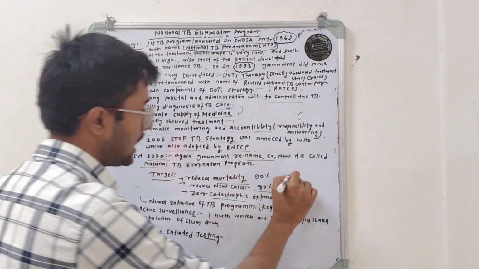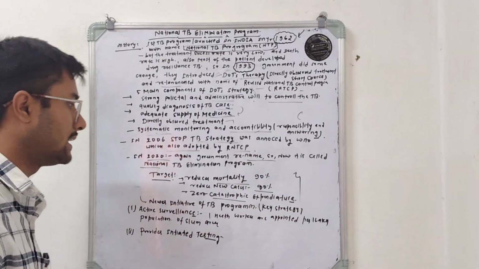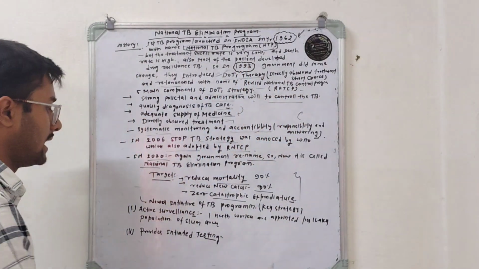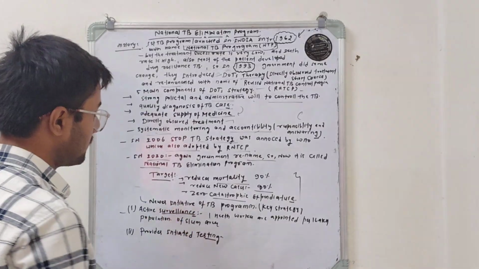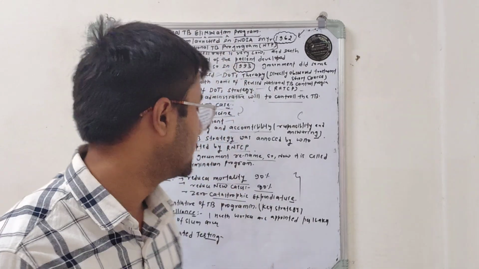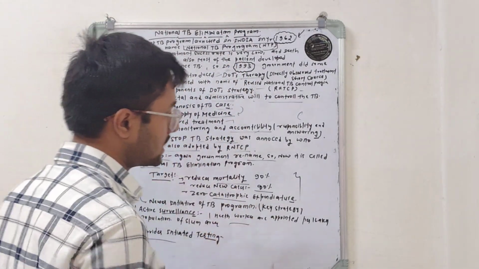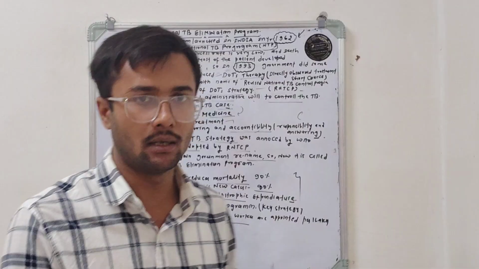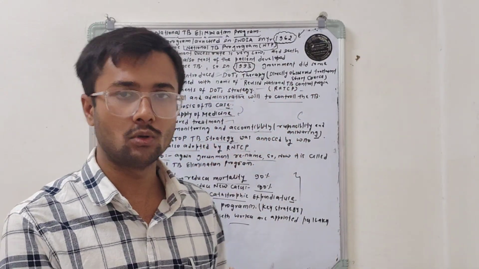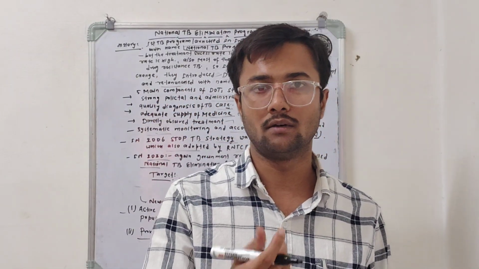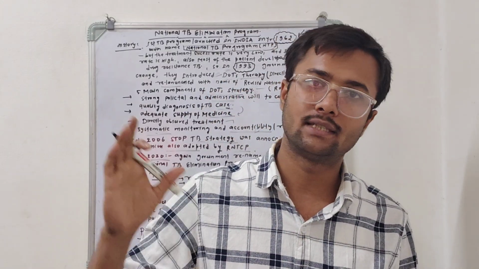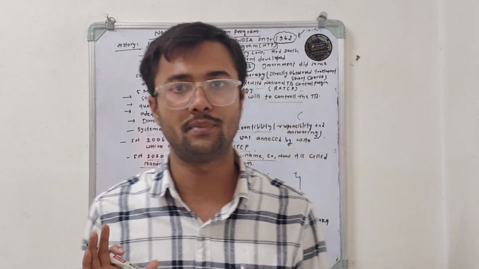How can we fulfill these criteria? The key is the newer initiative strategy, which includes active surveillance and provider initiated testing. In active surveillance, one health worker is appointed per 1 lakh slum area population. The work of this health worker is to go door to door among the vulnerable population, take sputum samples, and send them for microscopic examination.